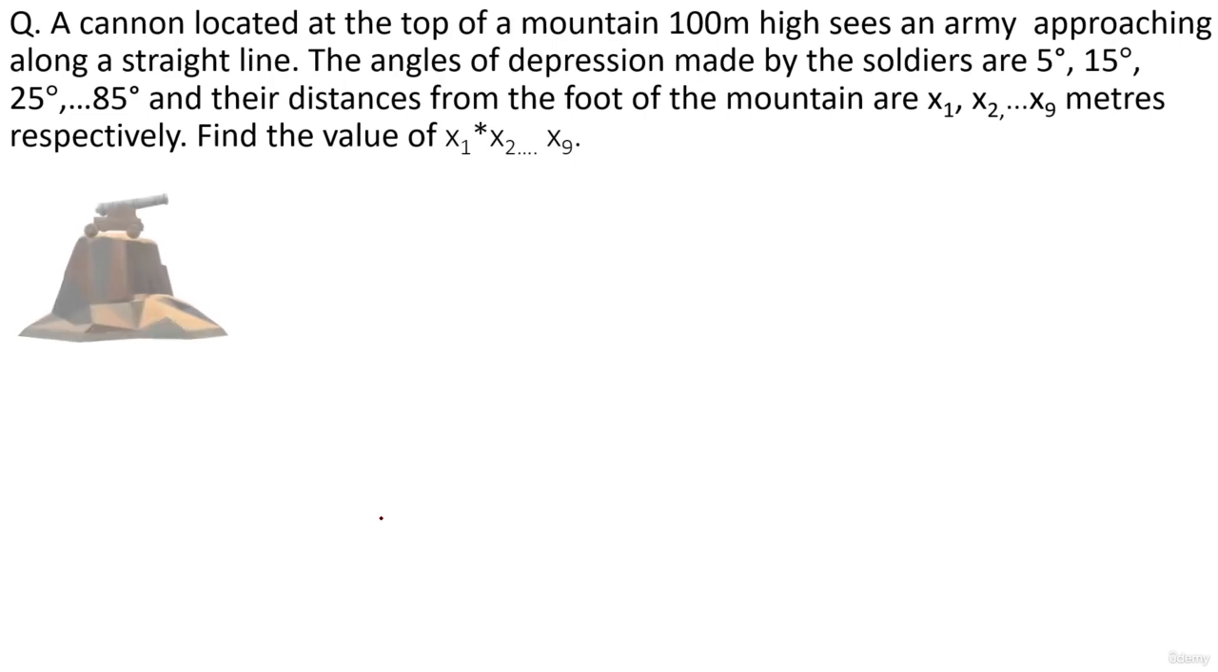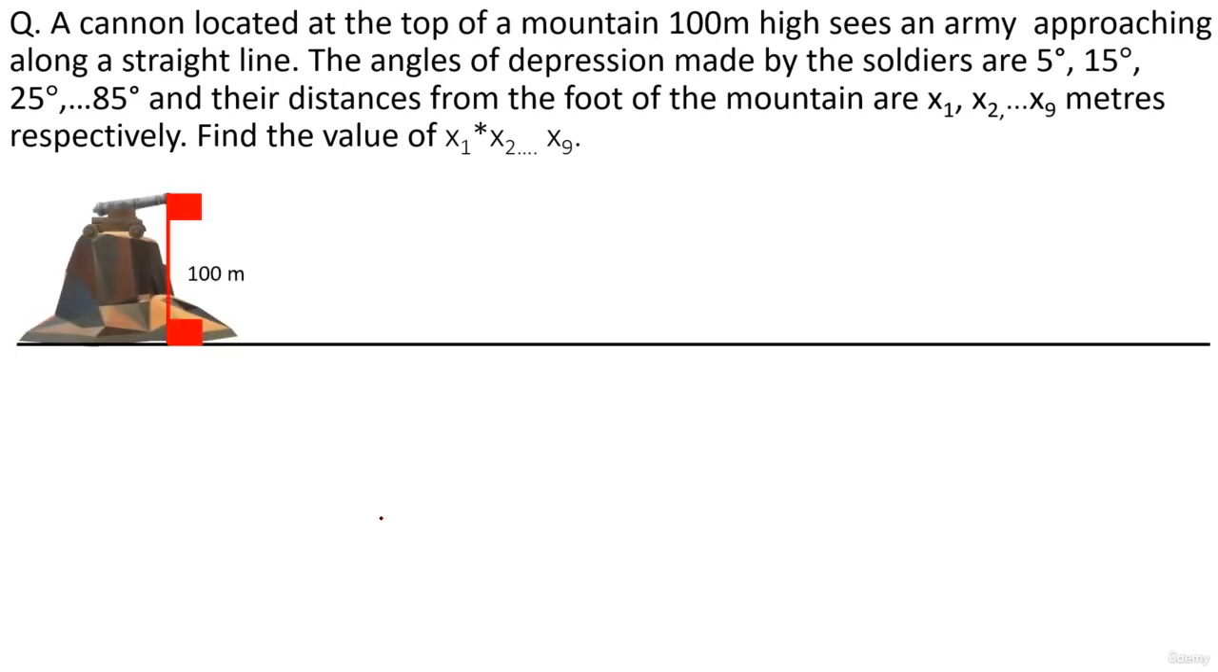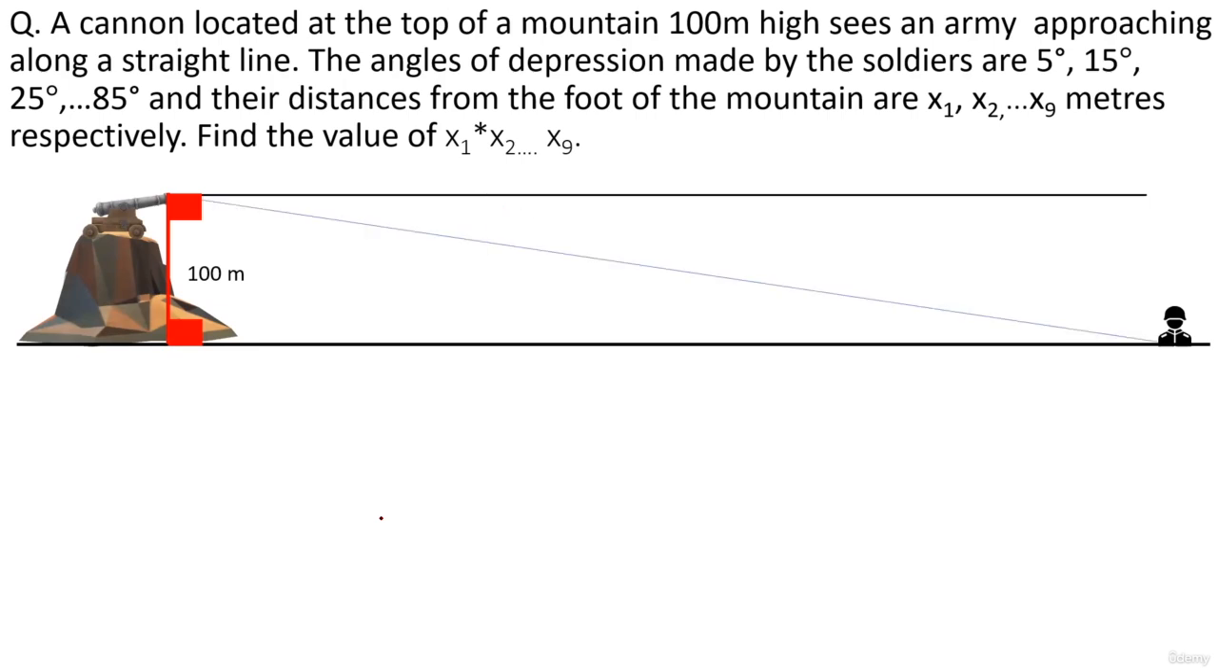All right. So we start with the mountain and the cannon, okay? And we all know that the height is 100 meters. Okay, I draw the reference line and the line of sight of the cannon. The line of the cannon is 100 meters above the reference line. Now it is given that the soldiers are making some angle of depression, right? Let's take the first soldier, and the angle of depression is 5 degrees in this case.